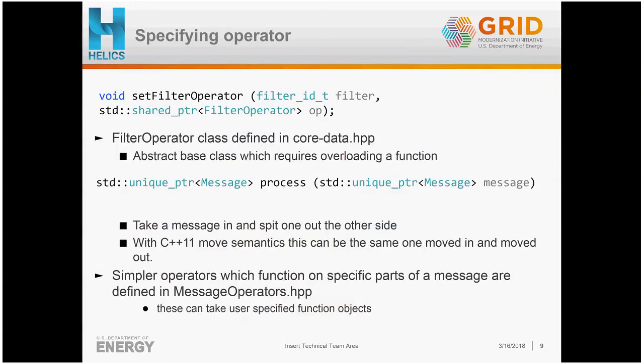To specify an operator, you give it an ID and an actual filter operator object. The operator object is defined in the core data.hpp file. It's basically an abstract class with a single overloaded function, namely a process. And this takes a unique pointer to a message. So you send a message in, you get a message out.